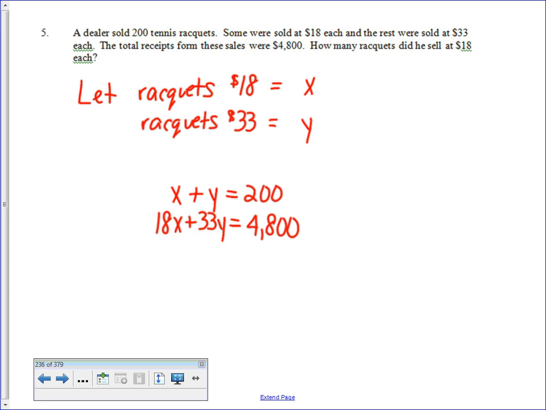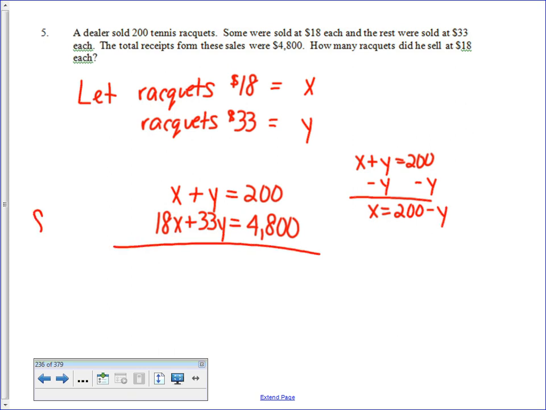Now you have to think, how can you solve, either using substitution or elimination. Personally, these numbers are quite large. I think what I'm going to do is take the X plus Y equals 200, and I'm going to subtract Y from both sides and solve for X. And I'm going to apply the substitution method. So that's the way I'm going to go about this, using substitution. If you want to use elimination, that is fine.